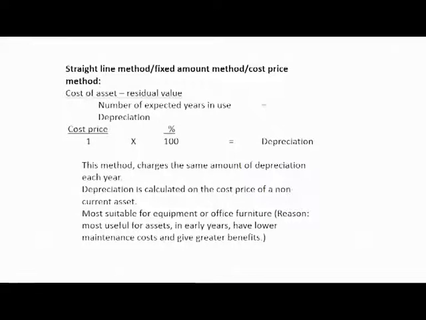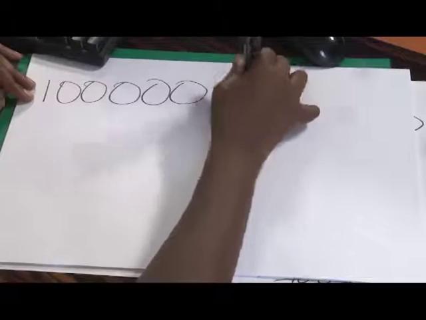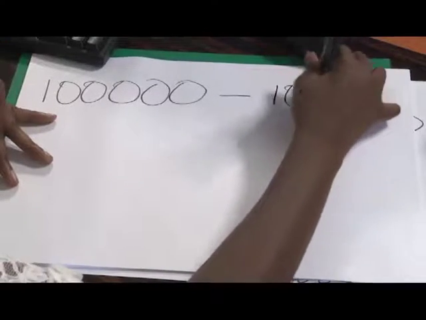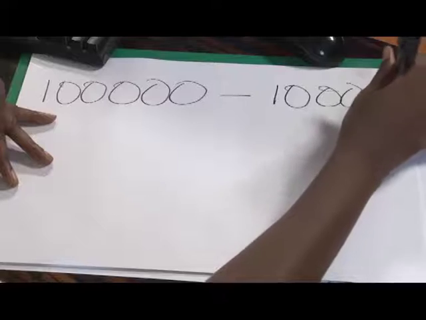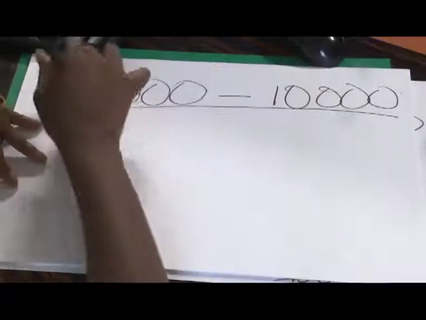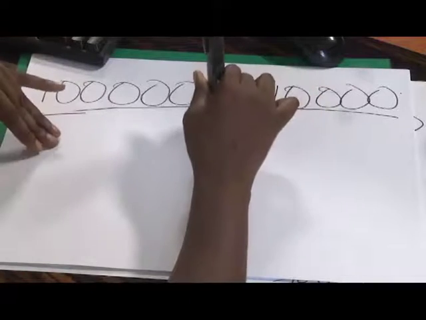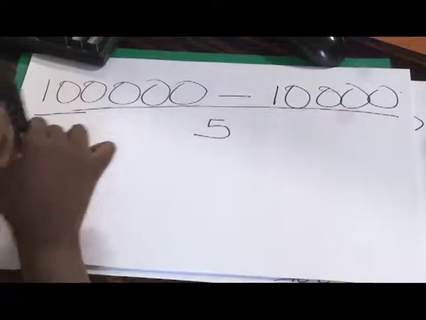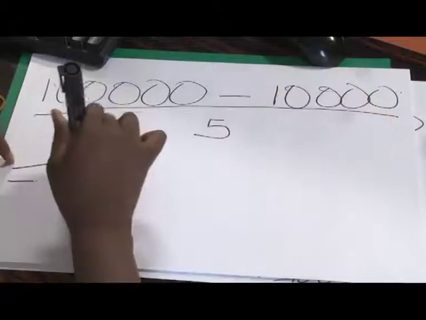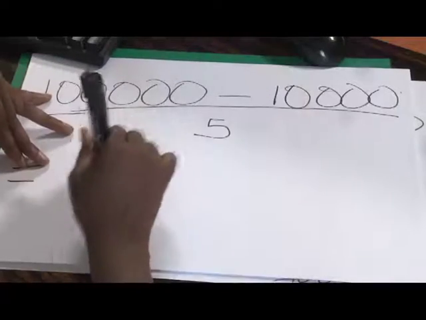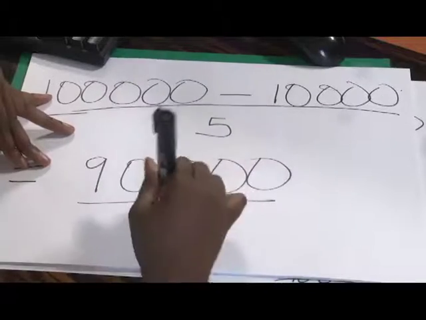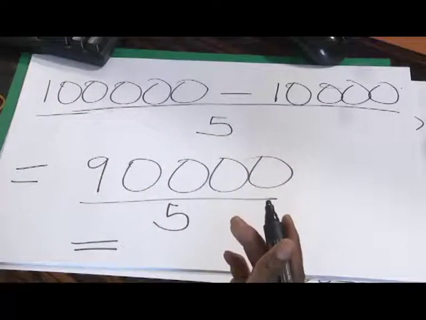But in case you are given the cost price and the residual value, let's say for example the cost price is 200,000 and the residual value is 10,000, and then the number of years this asset is supposed to last, for example 5 years. So this is how you're going to define your depreciation. Then you're going to say 100,000 minus 10,000, that is 90,000, divided by 5, the number of years. Then you're going to get which figure?